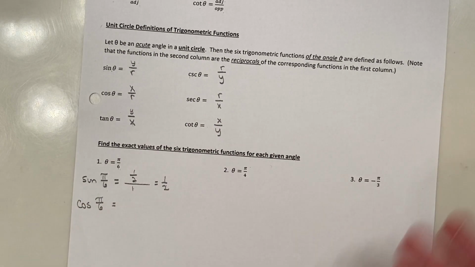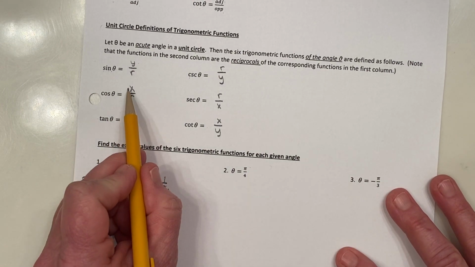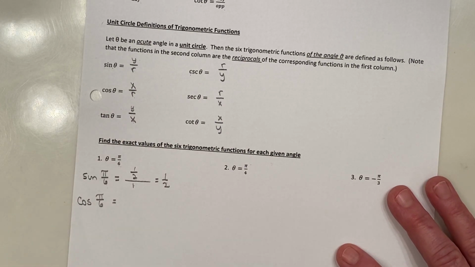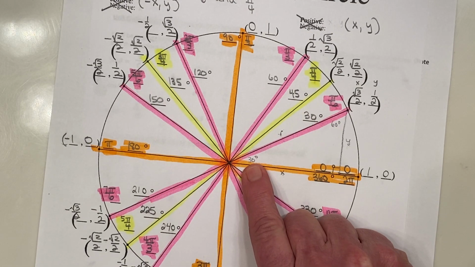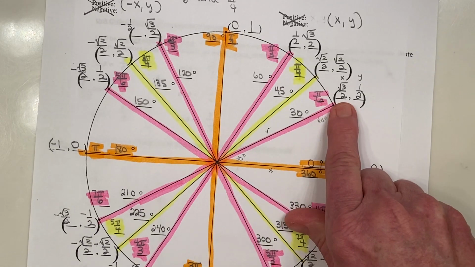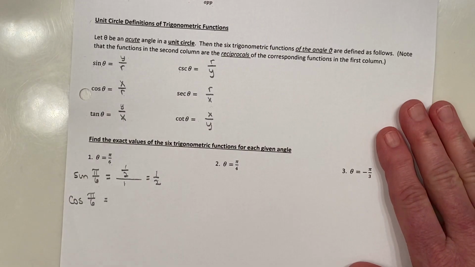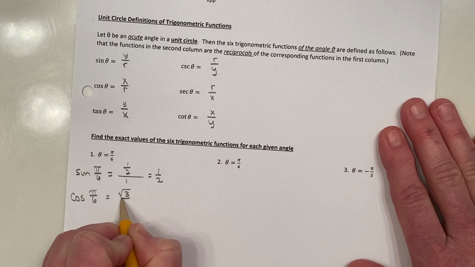What's the cosine of pi over 6? Well, cosine is adjacent over hypotenuse, but it's really going to be the x-coordinate over the radius. So go back to your unit circle. We're at pi over 6. That's the triangle we're in. The x-coordinate, square root of 3 over 2 over 1. So our cosine of pi over 6 is just square root of 3 over 2.